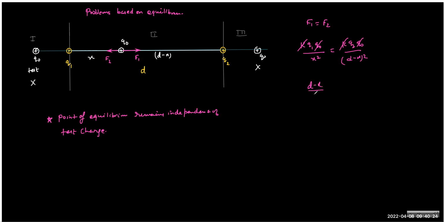So (d minus x) upon x, whole square, is q2 by q1, and therefore you can write it as under root of that. We never leave it squared, we always take the root actually. And you can see that if I call this r2 and this r1, then this is r2 by r1, right? Yes.